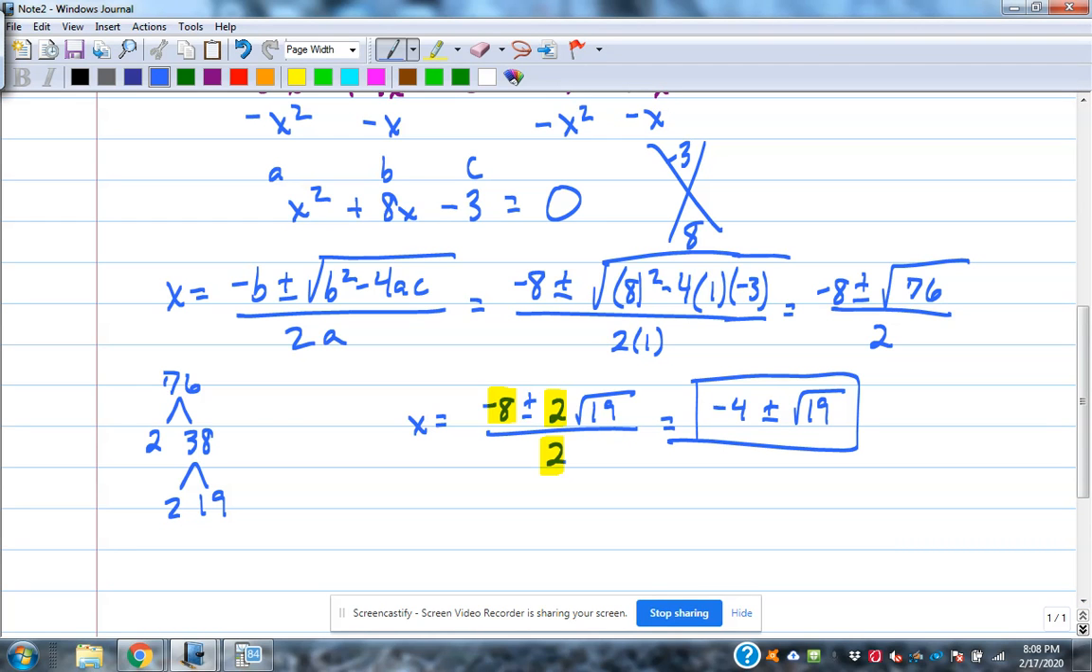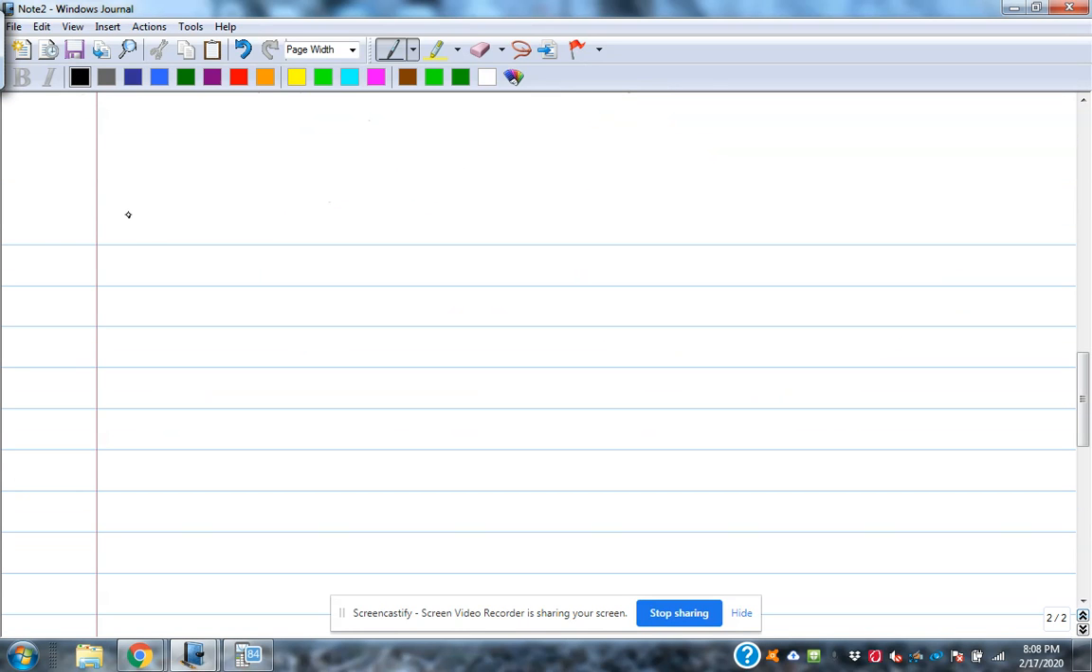All right, let's try another one. Example B. x over x minus 5, plus 5, equals 5 over x minus 5. Let's try to be tricky on this one.